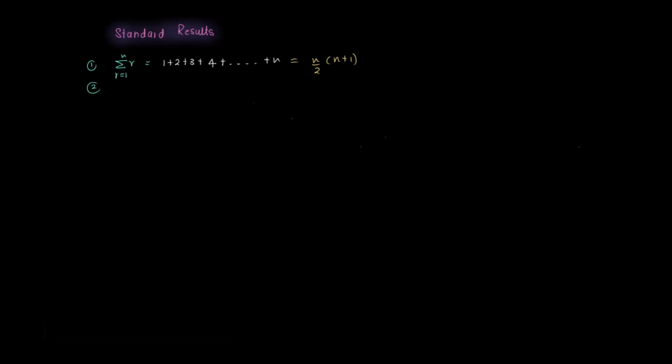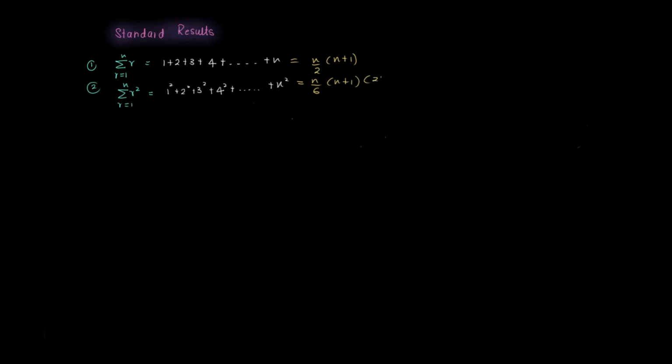Alright, the second one. And that is sigma r squared, r is equal to 1 to n. That is taking the sum of the squares: 1 squared plus 2 squared plus 3 squared until n squared. Again, I emphasize that it's quite important that it must begin from 1 until n. And that is equal to n by 6 into n plus 1 into 2n plus 1.